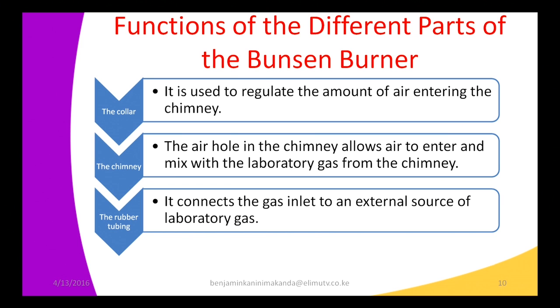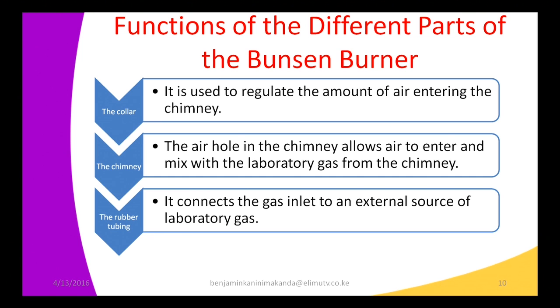So when you reduce the size of the air hole, the amount of air getting to the Bunsen burner becomes less, and then combustion is incomplete. So the heat produced is less than in a case where the air hole is left wide open, where a large amount of air gets into the Bunsen burner, providing maximum or complete combustion, which provides intensive heating. So that's how it regulates the amount of air entering the chimney, by adjusting the size of the air hole on it. Then the other part is the chimney, which is also known as a barrel.